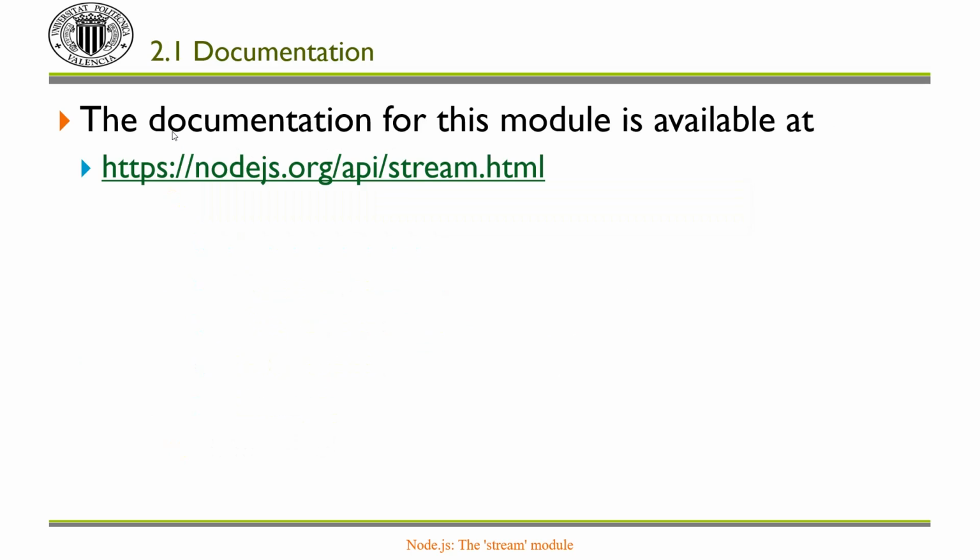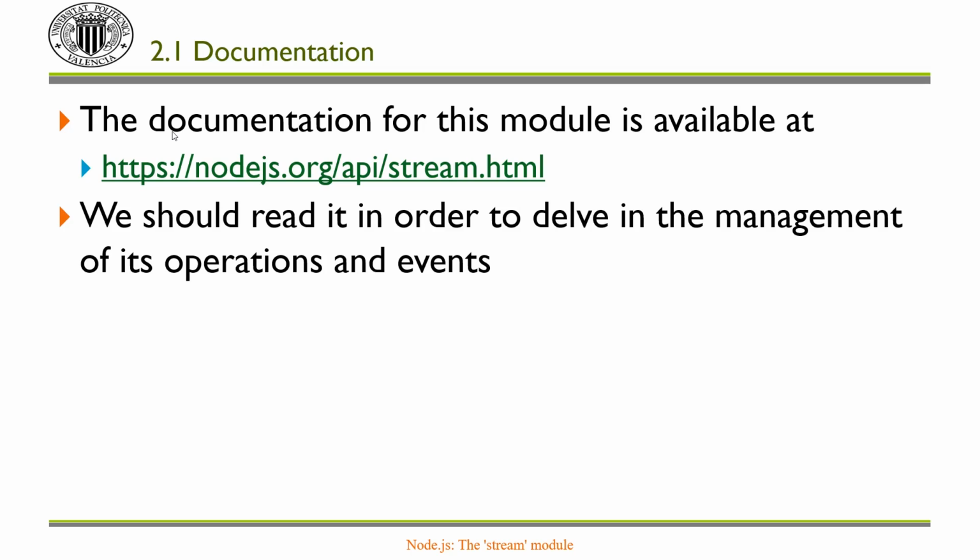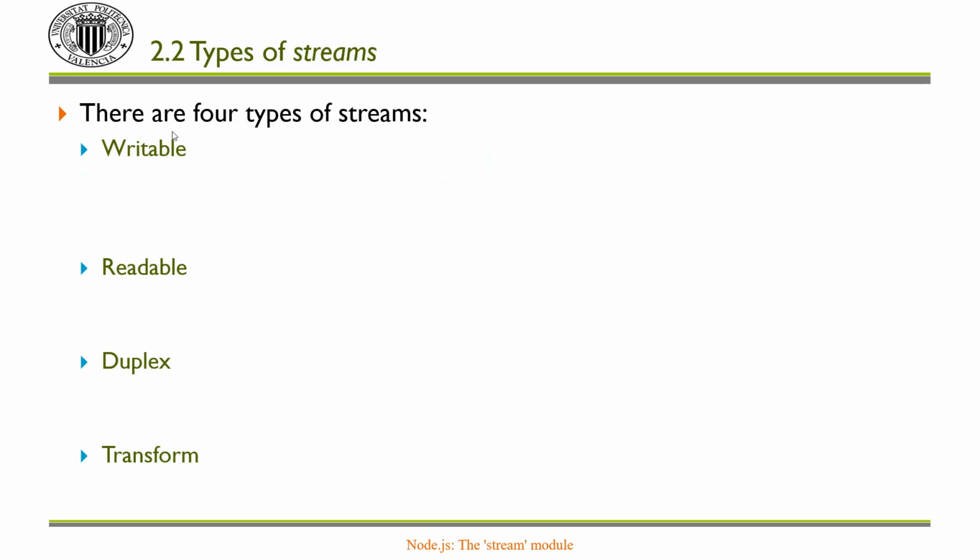To begin with, we should say that the documentation for this module is available at this address. We should carefully read all those documents because they are needed for regular programs. In this talk, however, we will focus only on the main types and operations. Let's start with the types. There are 4 types of streams: writable, readable, duplex, and transform.